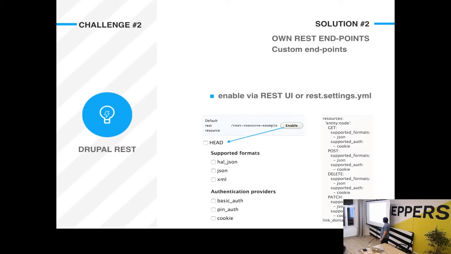You can do it via the REST UI module. It's the first set of pictures. So you basically find your REST endpoint, there is an enable button, and you choose which methods you want to enable, and for each method you can choose supported formats and supported authentication providers. If you don't want to do it through the UI, you can modify it in the rest settings YAML file, which is basically that form in YAML format.